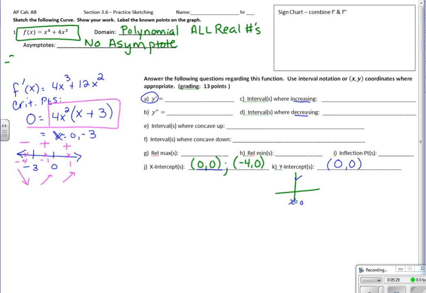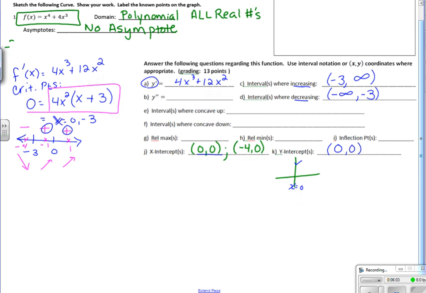Intervals where it's increasing. Looks like it's from -3 to infinity. Because that's the regions where I had positive followed by positive. Intervals where it's decreasing, I would say from -infinity up to -3. Oh, I see I have a sign chart up there.